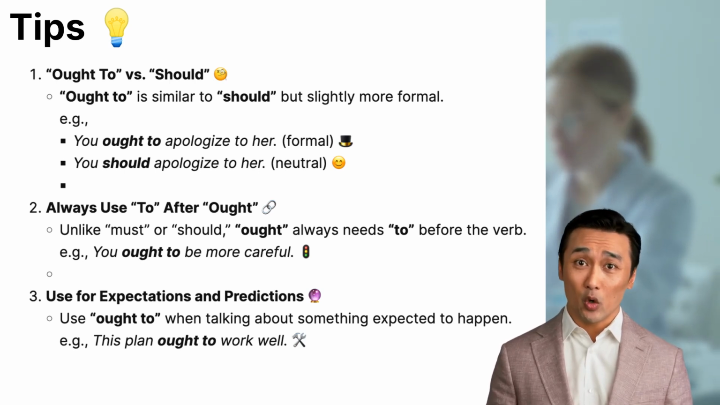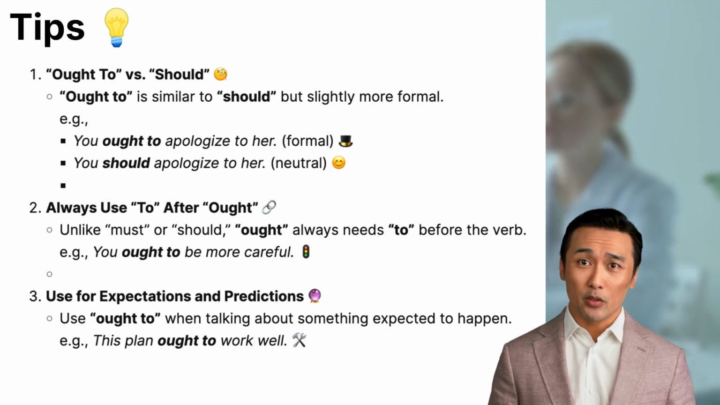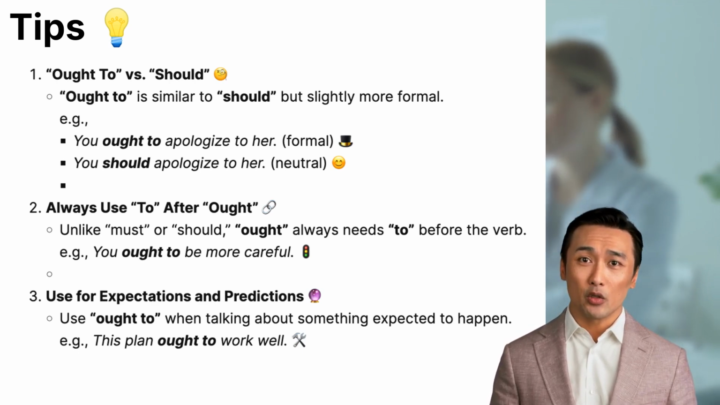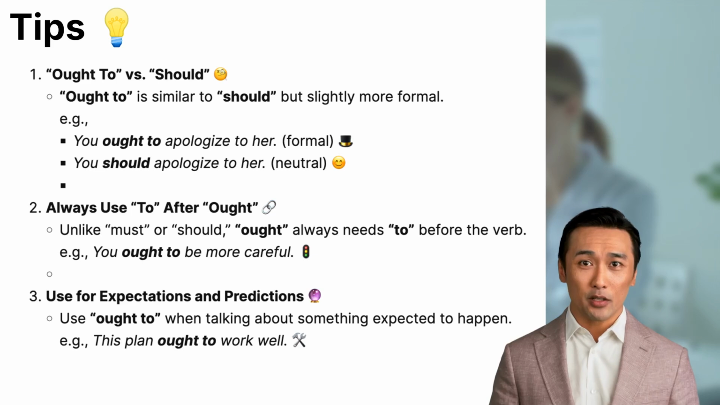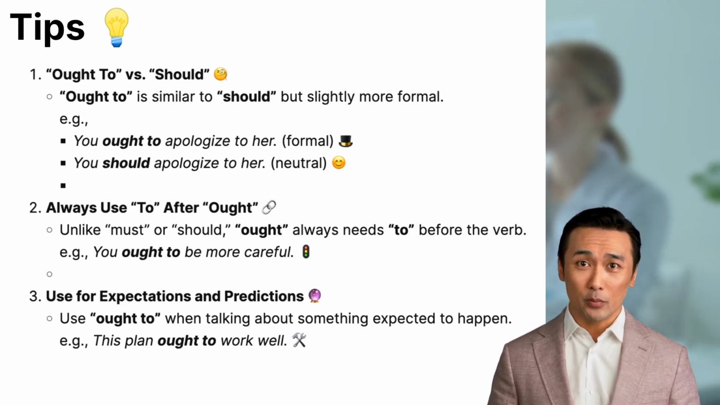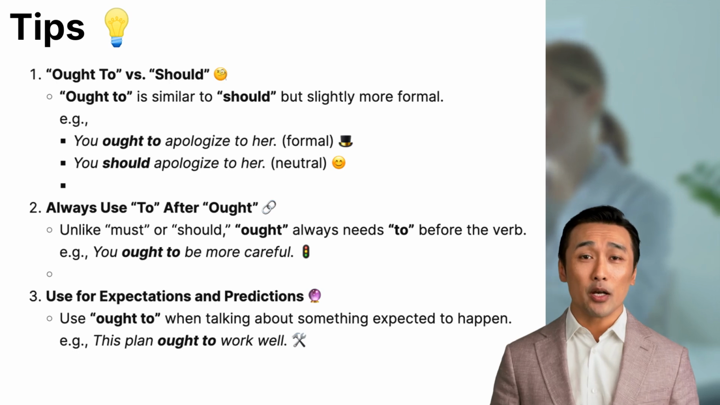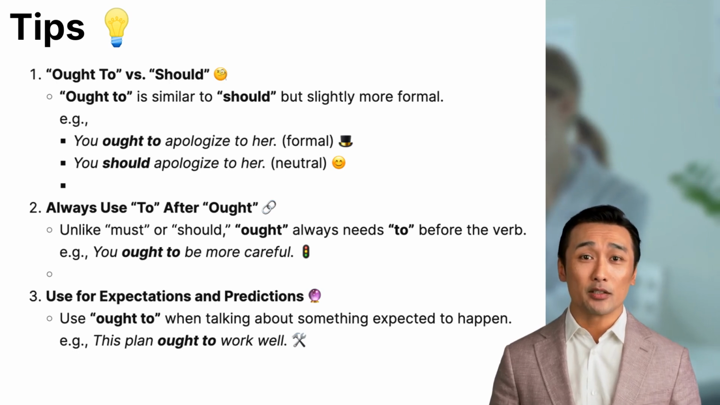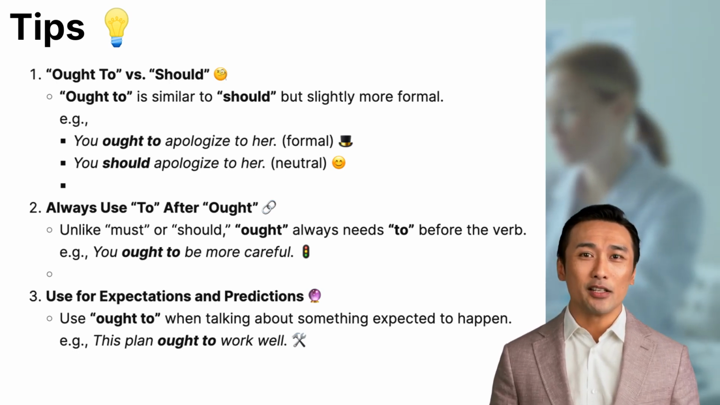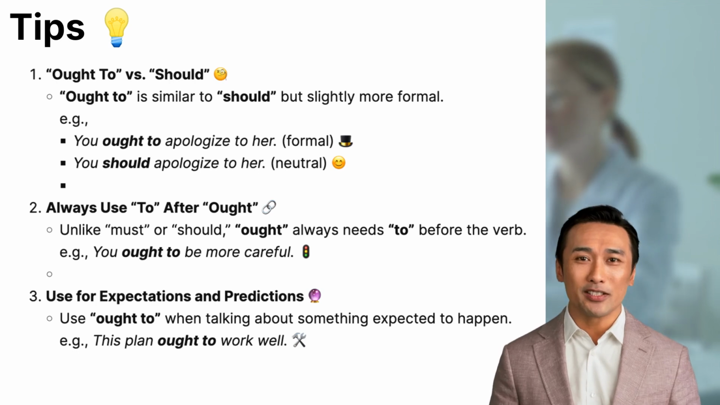3. Use ought to for expectations and predictions. Use ought to when talking about something that is expected to happen based on logic or reasoning. Example: this plan ought to work well. It is expected to succeed. More examples: he ought to be here by now. He is expected to arrive. The weather ought to be nice tomorrow. It is likely to be good. If something is likely to happen based on facts or reasoning, ought to is a great way to express it.